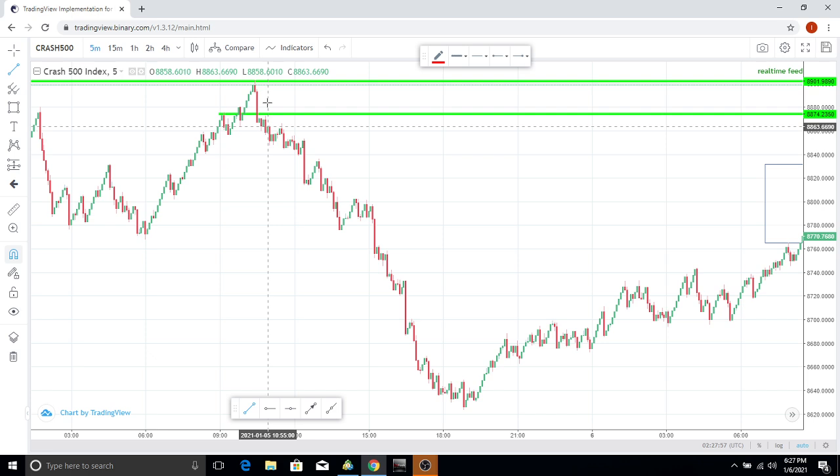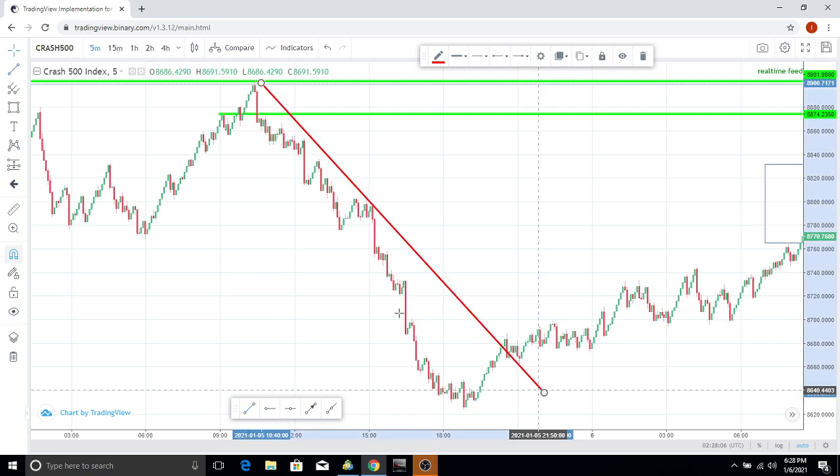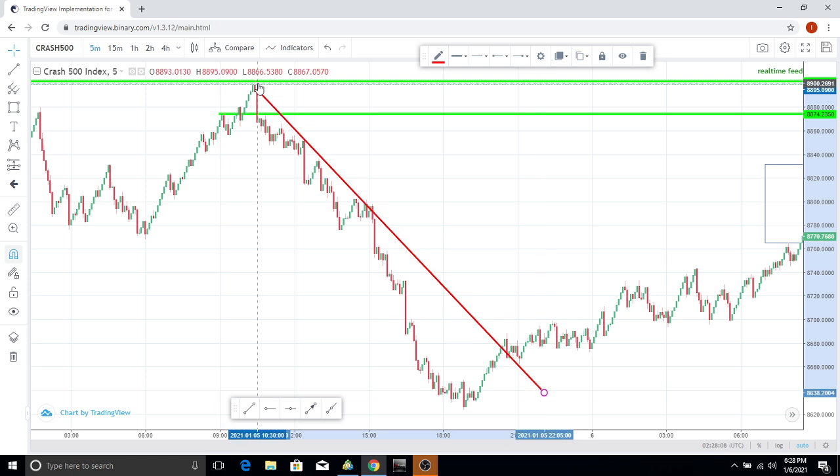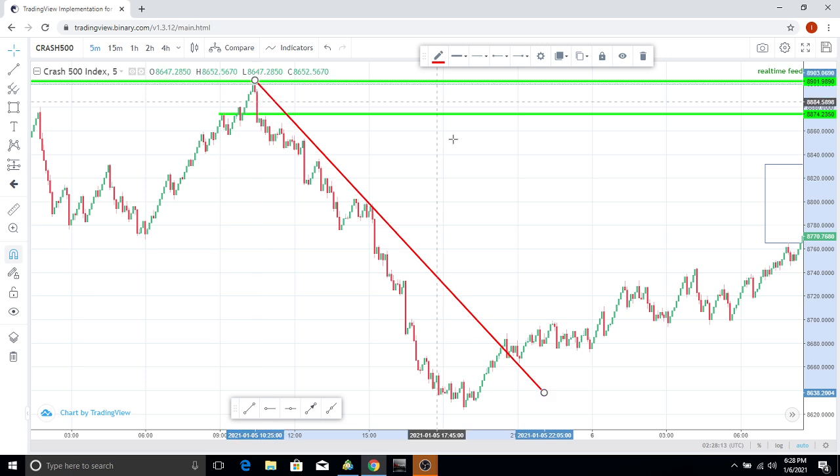Okay, we draw a trend line. Make sure the two points are meeting. That is actually cool. We are okay with this, or with only this one.